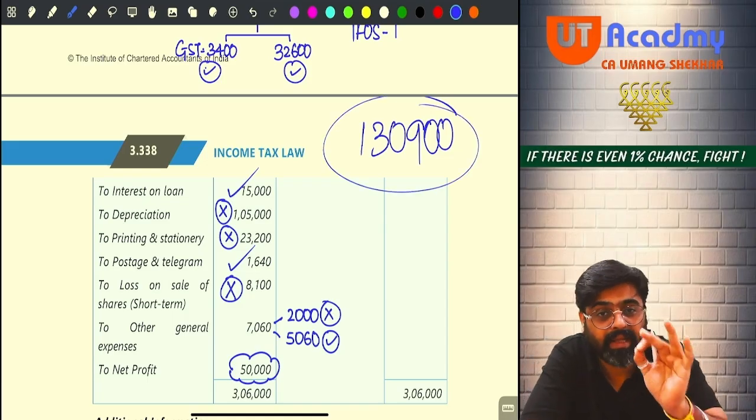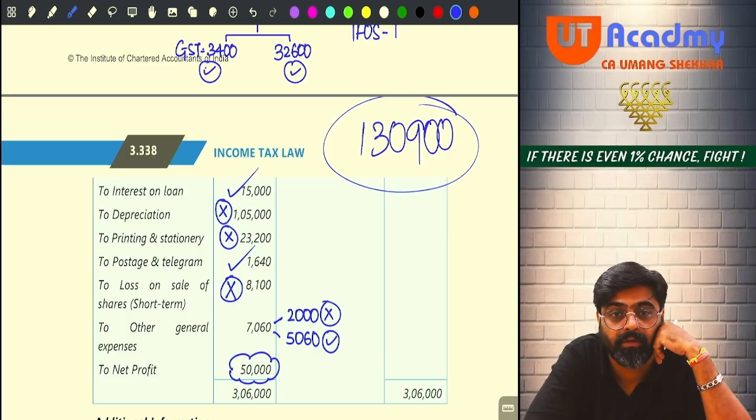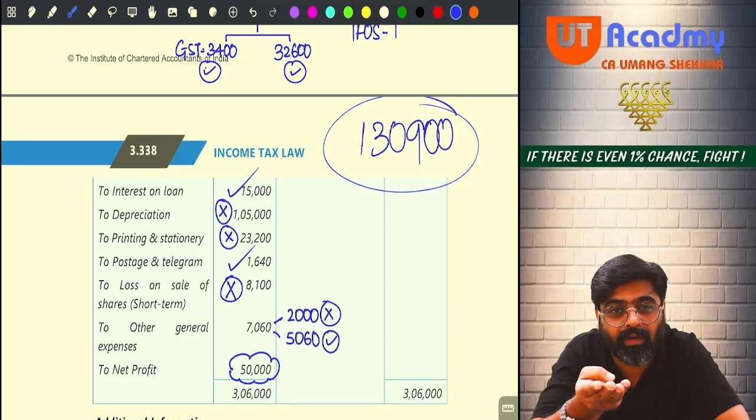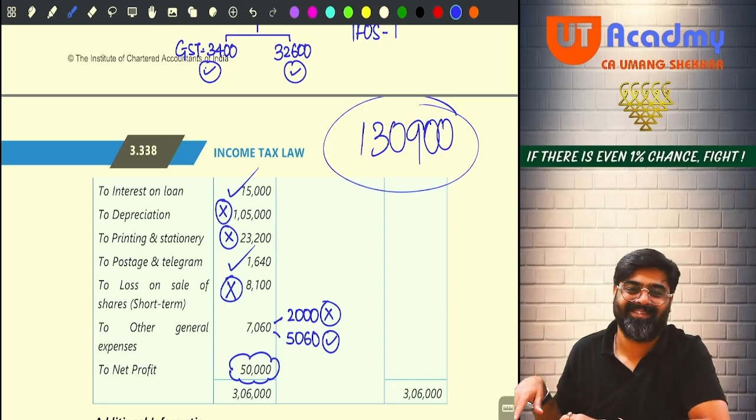Within less than 1 minute, we got this answer on our calculator. This is your PGBP, my dear friends. Saw the magic? Now just the presentation. Whatever you have done on your calculator, you will have to make a format.